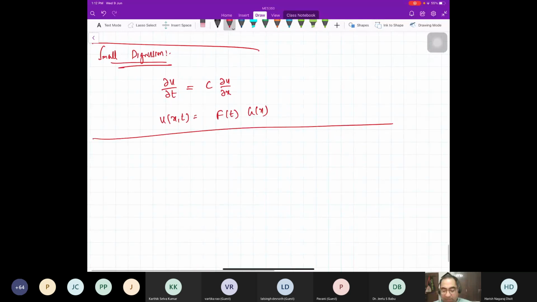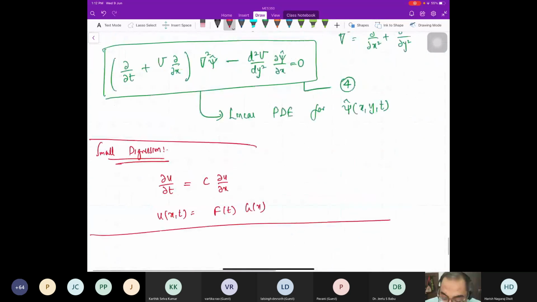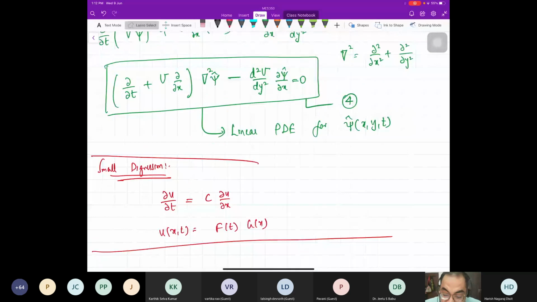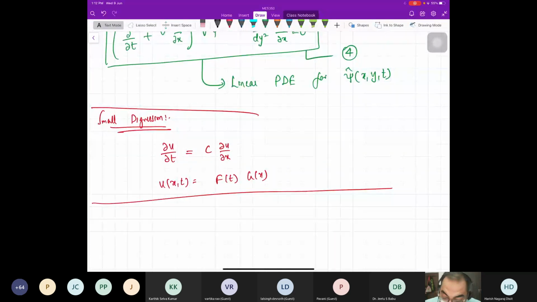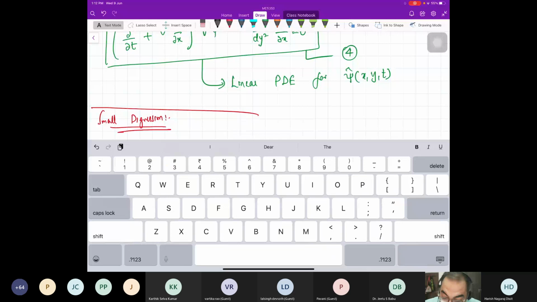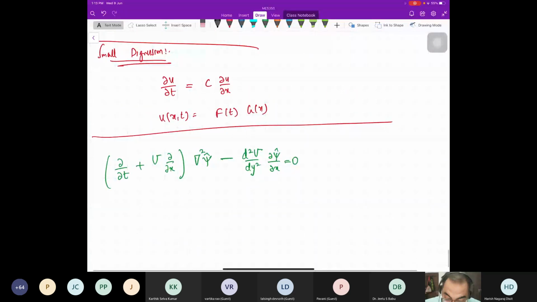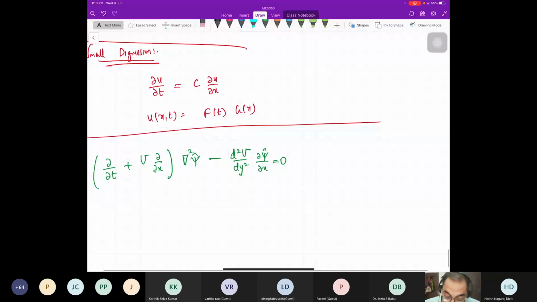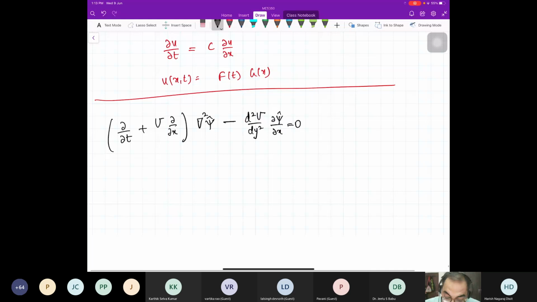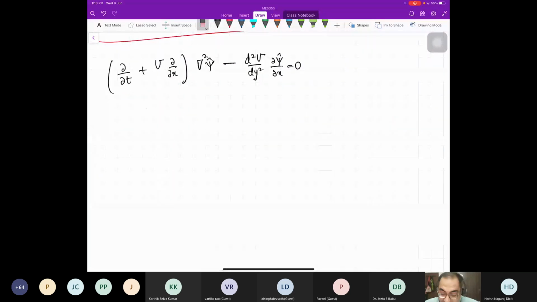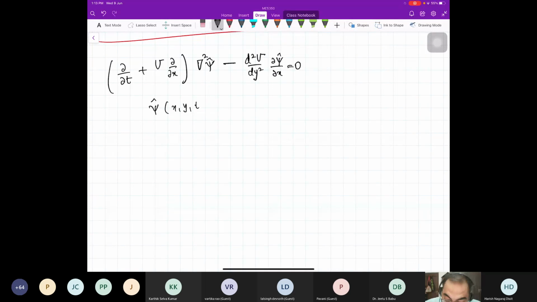Again, we'll return to this equation that we have. Let me write down this equation again. Okay, this is my equation that I have. Now this psi hat is a function of x, y, and t. Correct? I will assume this.